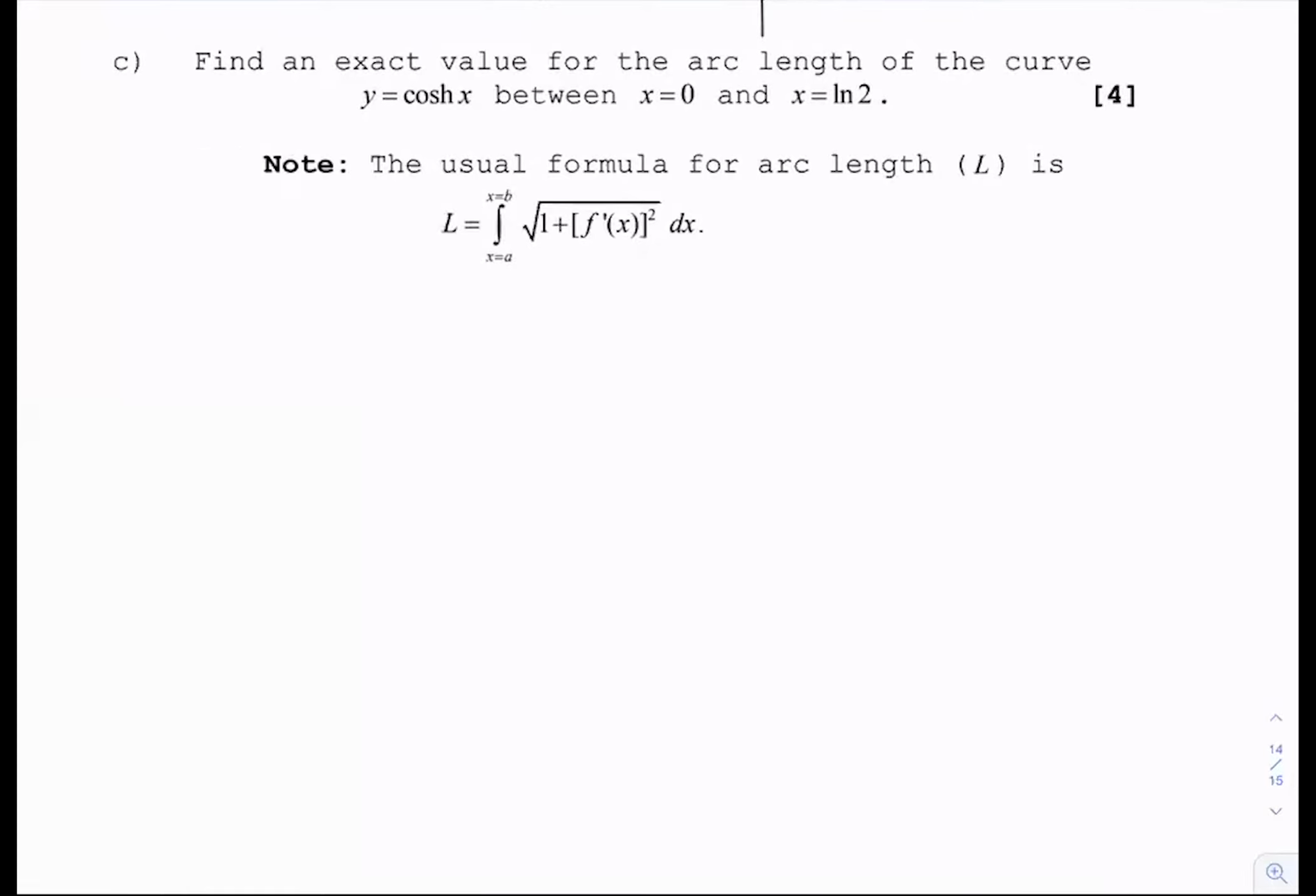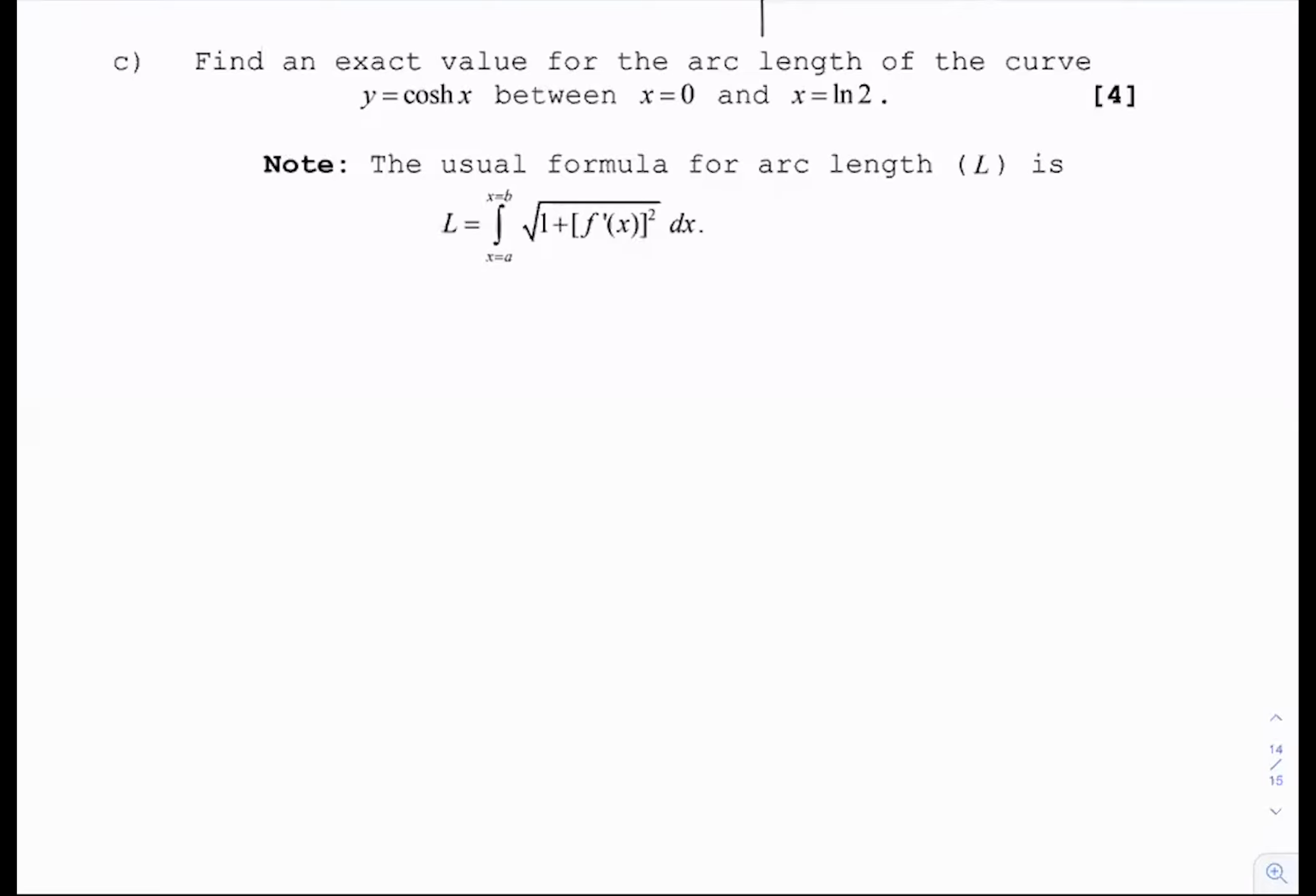All right, so we move to this question, which asks us to find the exact value for the arc length of the curve y equals cosh of x between 0 and ln of 2, right? And note they gave you the formula, even though you guys learned this formula in Calculus 1. The examiner was kind enough to give us the formula here, which says that the arc length is L equals the integral from a to b of the square root of 1 plus f prime of x squared dx.